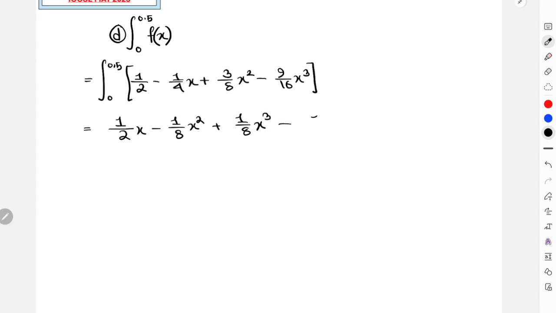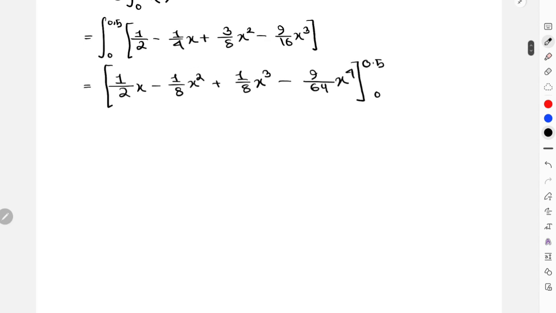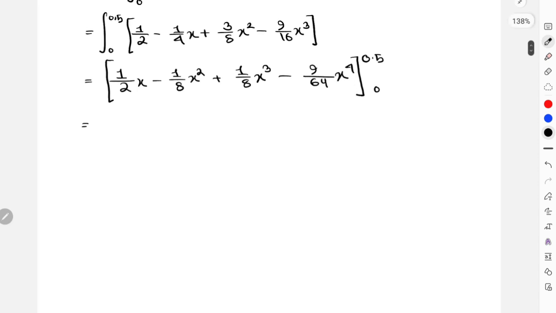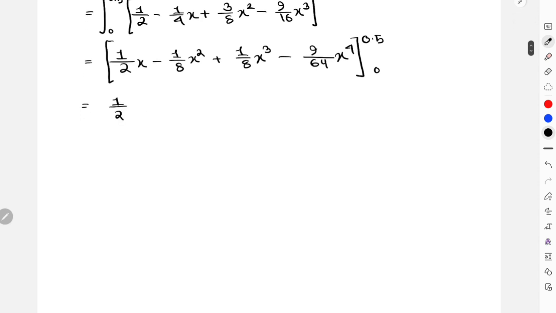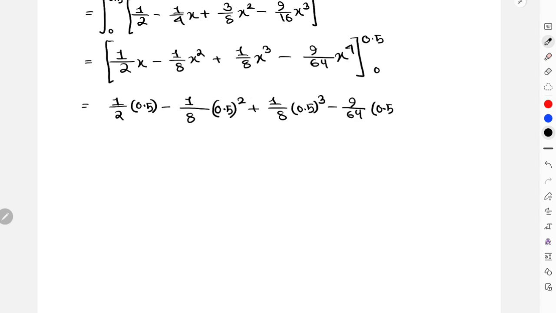This one is 4. 9 by 16 divided by 4 is going to be 9 by 64 x power 4. As this is integration with boundary, there is no need to include the constant c, so 0.5 and 0. Over here, inputting 0 in the expression will always be 0 because every term in this case has x, right? So the 0 expansion would be 0, but for the half expansion you have to expand that. This will be 0, so 0.5. Again over here you're going to get 1 over 8 times 0.5 square plus 1 over 8 times 0.5 power 3, 9 over 64 times 0.5.